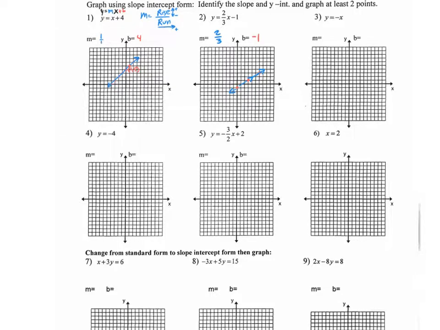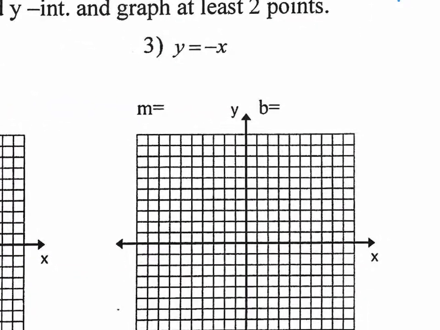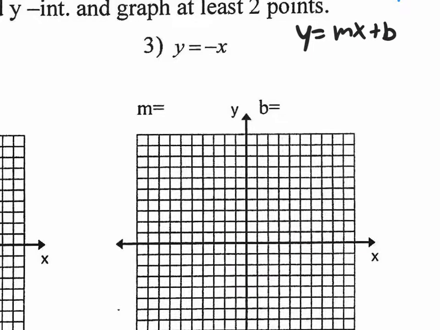So I might as well jump and do number 3 here. Y equals negative x. What's the b value on that one? The b value is 0, right? So if we think about it, once again, y equals mx plus b. The m is always with x. So the m right here is actually what? Negative 1. Perfect. So negative 1 is the m value.